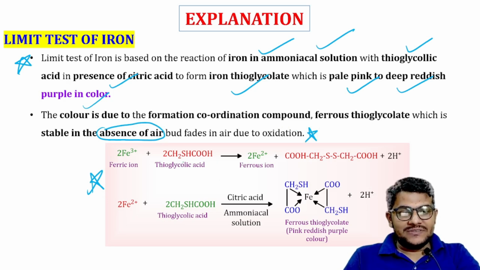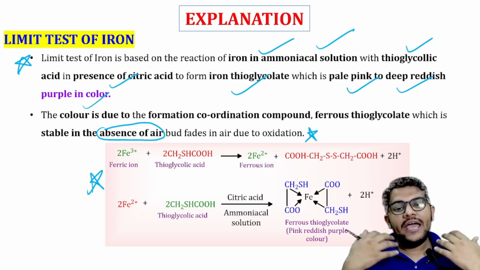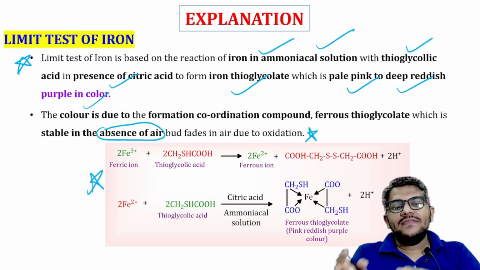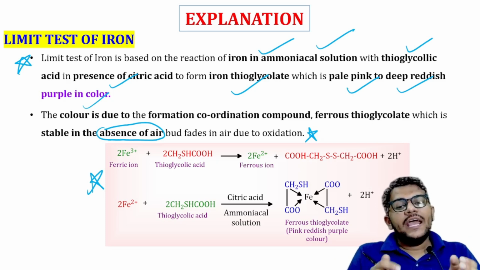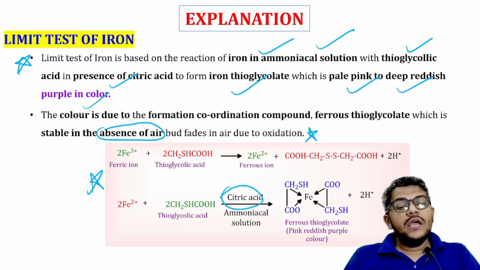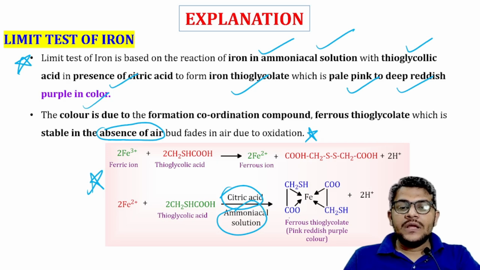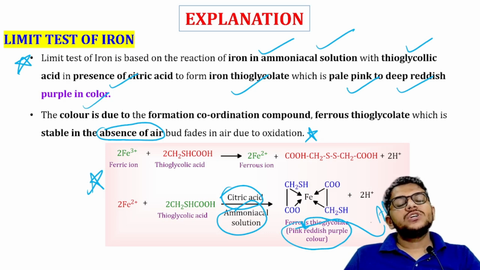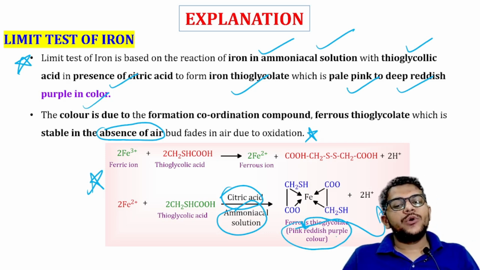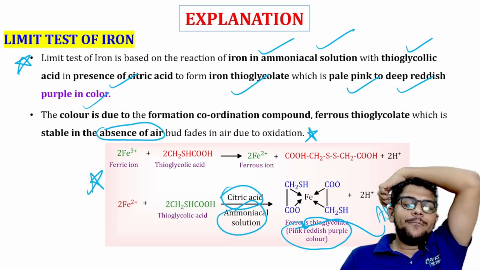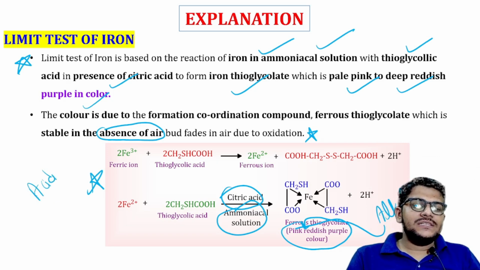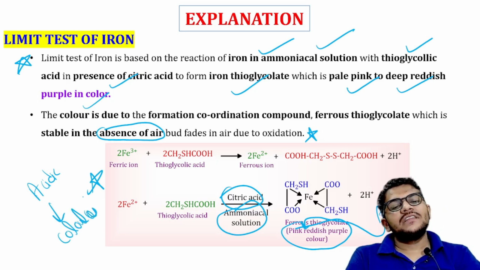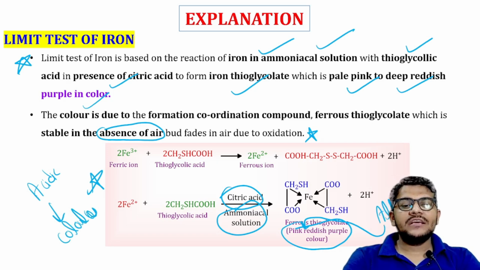And we have the reaction representation: ferric ion undergoes reaction with the thioglycolic acid. Ferric ion is converted into ferrous ion. Then our ferrous ion reacts again with thioglycolic acid, in presence of citric acid. We use the ammoniacal solution to make the solution alkaline. And in the alkaline solution, it gives a pinkish reddish purplish color. So in the alkaline solution of the limit test of iron, it gives you the pinkish reddish purple color. But in acidic pH, it gives you colorless. In acidic pH it is colorless, but in case of alkali, it has the pinkish reddish purple color.